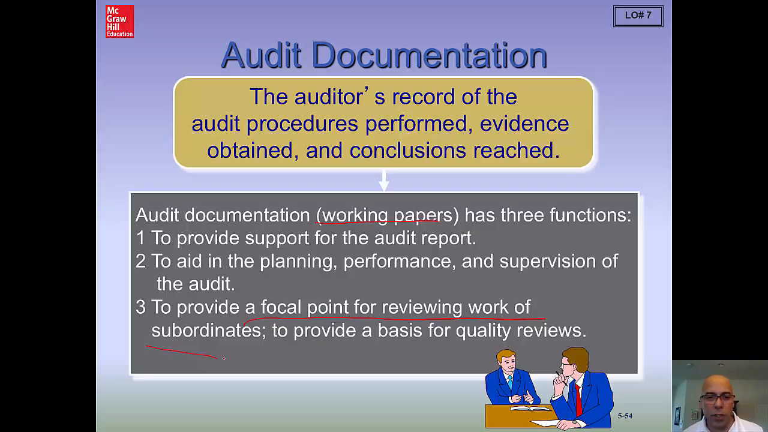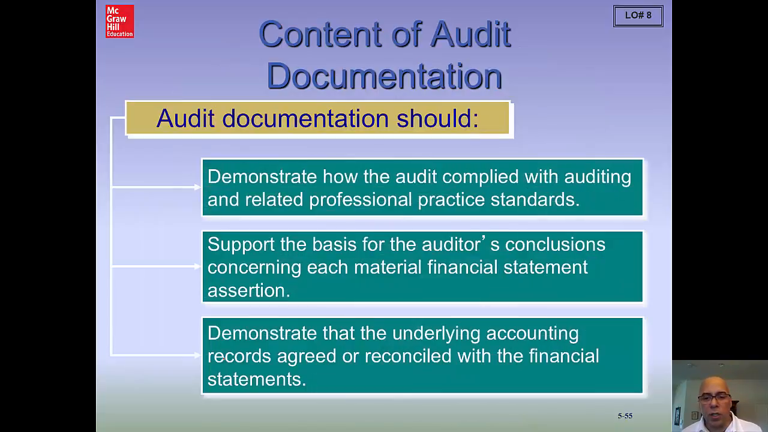Okay, so it will show how we comply with auditing standards, support the basis for our conclusions about our financial statement assertions, and demonstrate the underlying accounting records agree and reconcile to the financial statements. That document where I showed you we had the assertions and we made all our decisions about the assertions and then ended up with audit procedures that we were going to do, that could be seen as an example where we will then lead the reader of those financial statements back to the specific documentation of the tests that we performed, both the control tests if we did those and the substantive procedures.